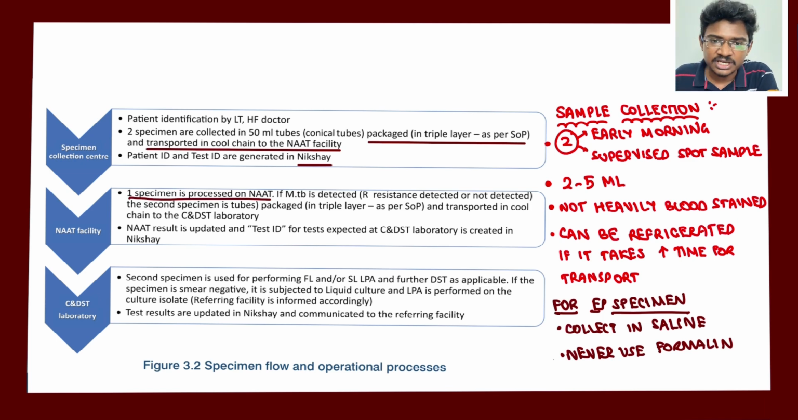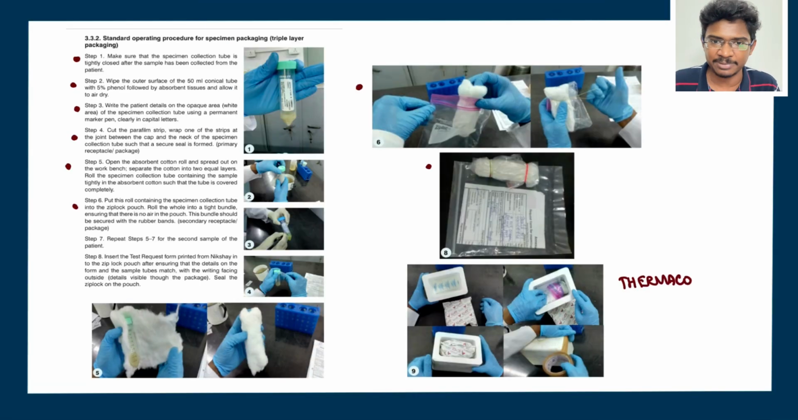So now we have diagnosed MTB. Next we will be checking for the resistance. The second sample will be sent for further LPA to diagnose what all resistance is there. Accordingly, we can start the treatment for the patient. This is the proper specimen flow as well as operational process which is happening.